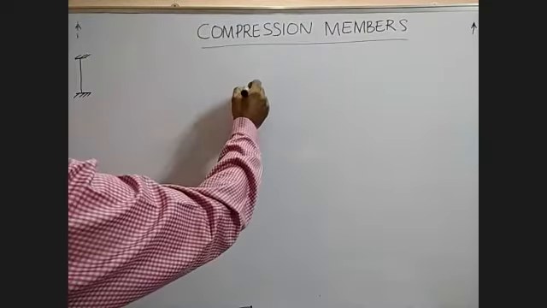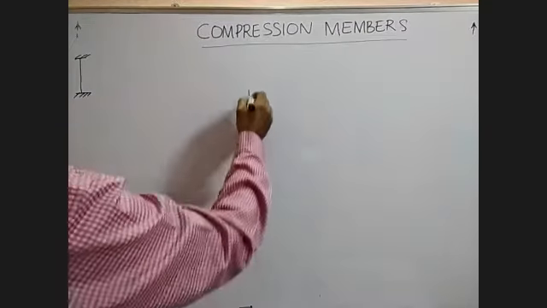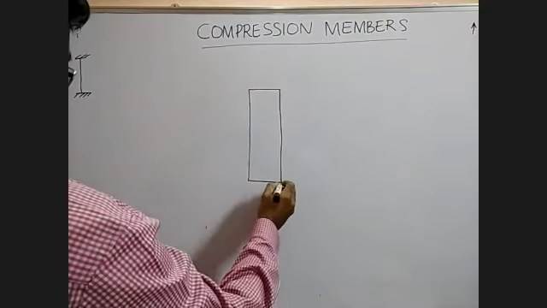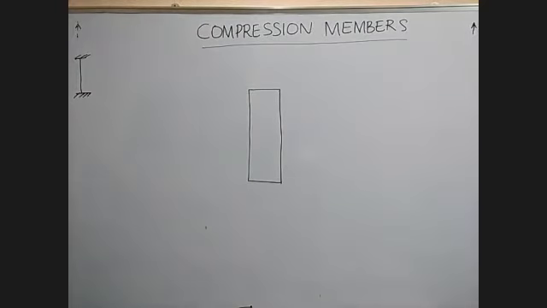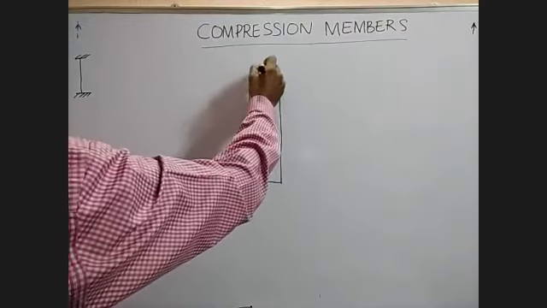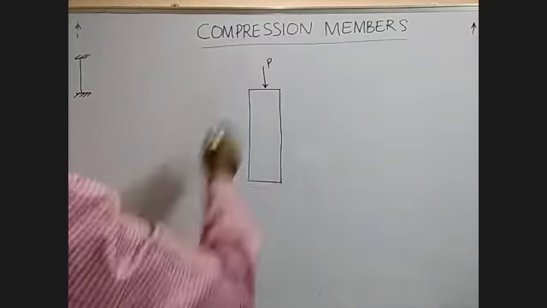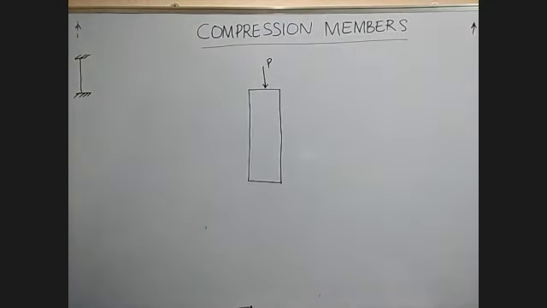Let us say you take a vertical member carrying compressive force, let us say P. It is generally called a column.